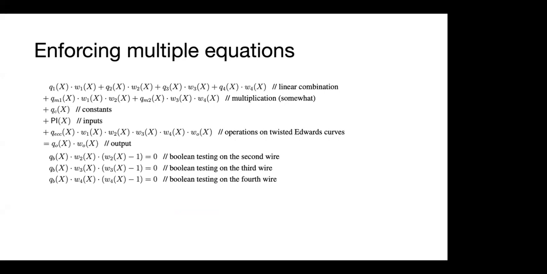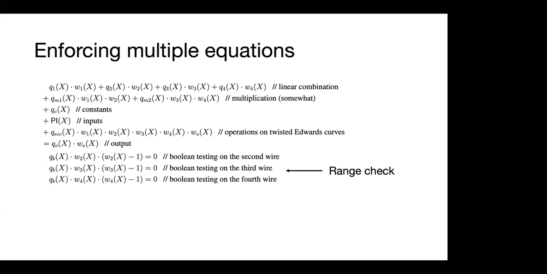So I want to point out one thing that is not often discussed: you can also enforce multiple equations when you are doing Plonk. One example is here. What I added now is something like a range check. Basically, if the QB selector is not 0, then that gate will also enforce the second, the third, and the fourth wire to be either 0 or 1.